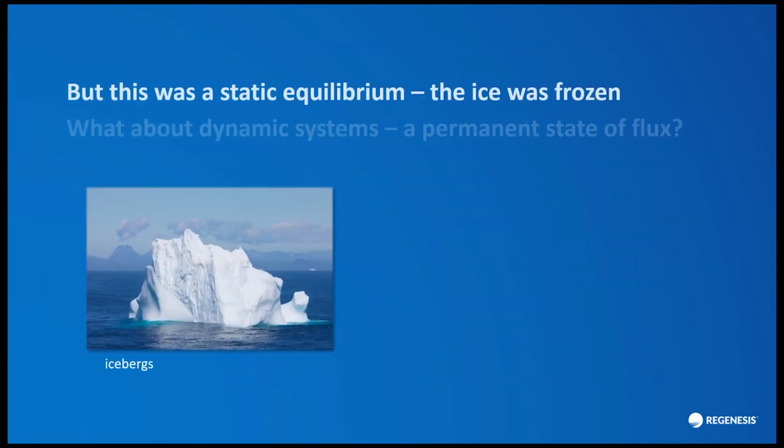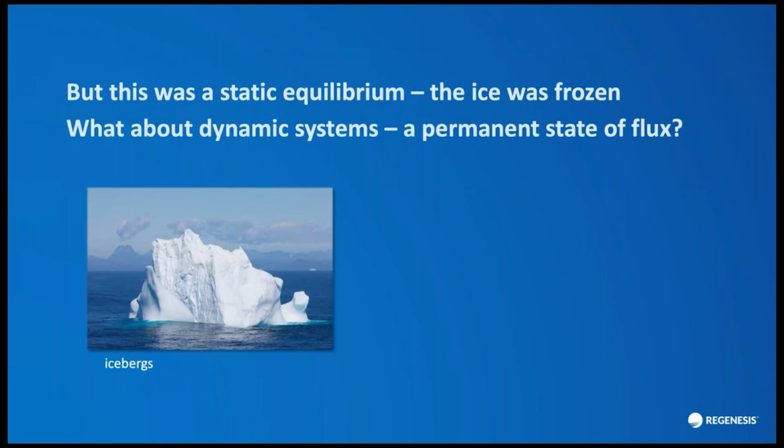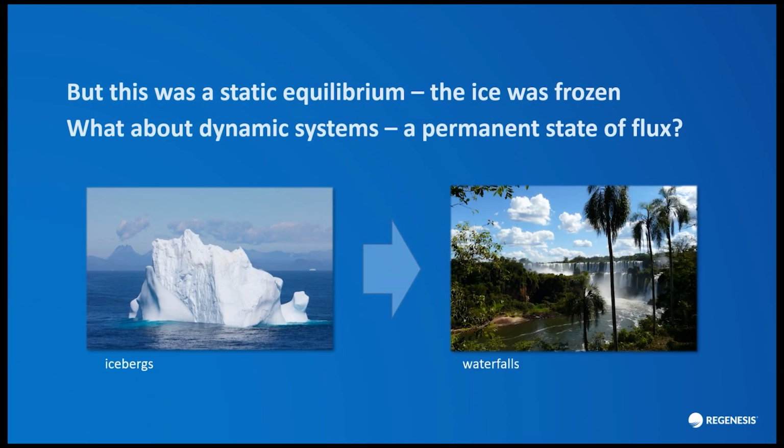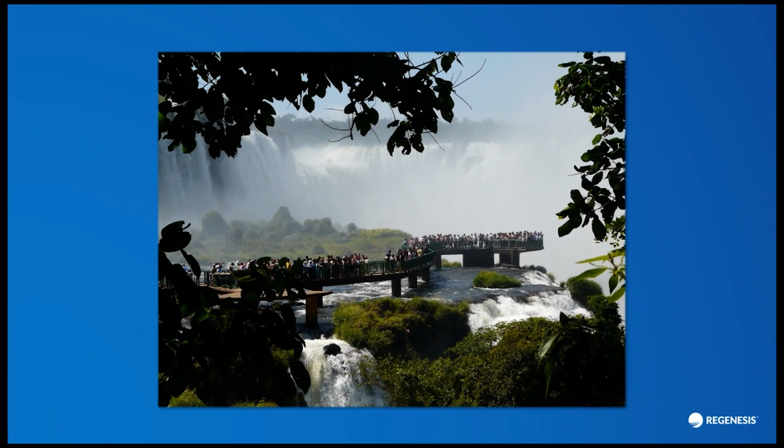Okay, that was an example of a static equilibrium. The ice was frozen. What about dynamic systems, ones which are in a permanent state of flux? Well, this takes us from icebergs to waterfalls and perhaps a pleasant shift in climate and temperature. So let's talk about waterfalls.